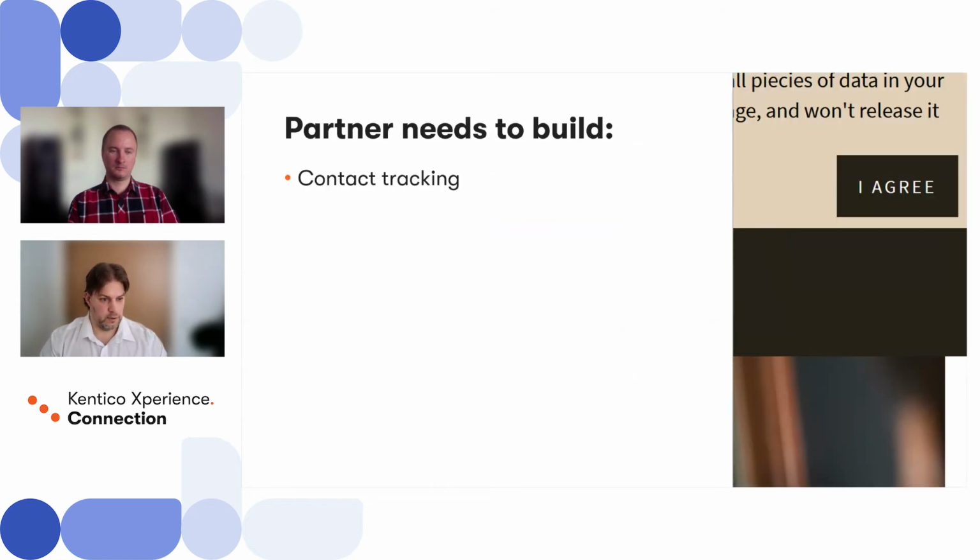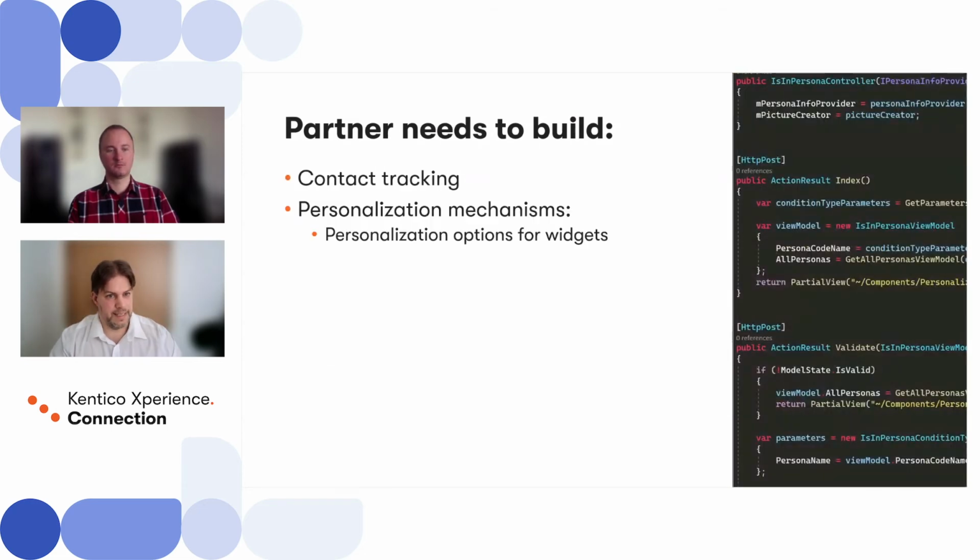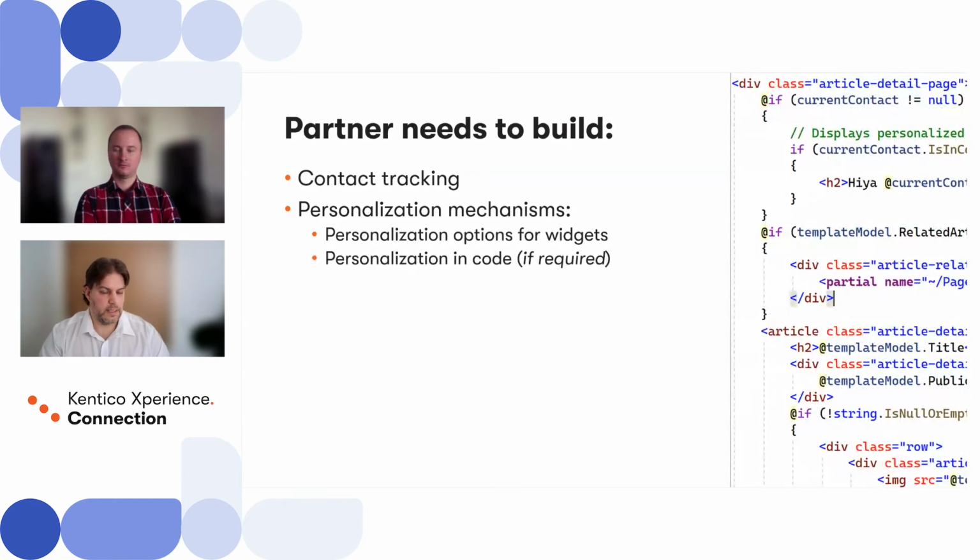So what do partners need to do? They need to implement the contact tracking, and we have covered this in the first part. The next thing is that they need to make sure that the widgets that editors will use have the functionality for personalizations available. You can look into the Dancing Gold website, which we used for the demo. And finally, if there is some part of the website that they want to have always personalized, maybe look into some examples in our documentation, because you can create a personalization in code, something that marketers will not work with. It will always be there.